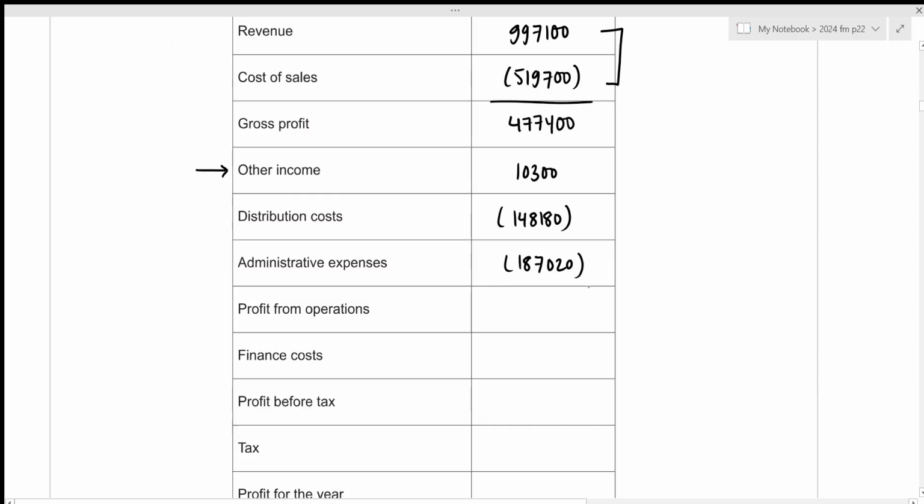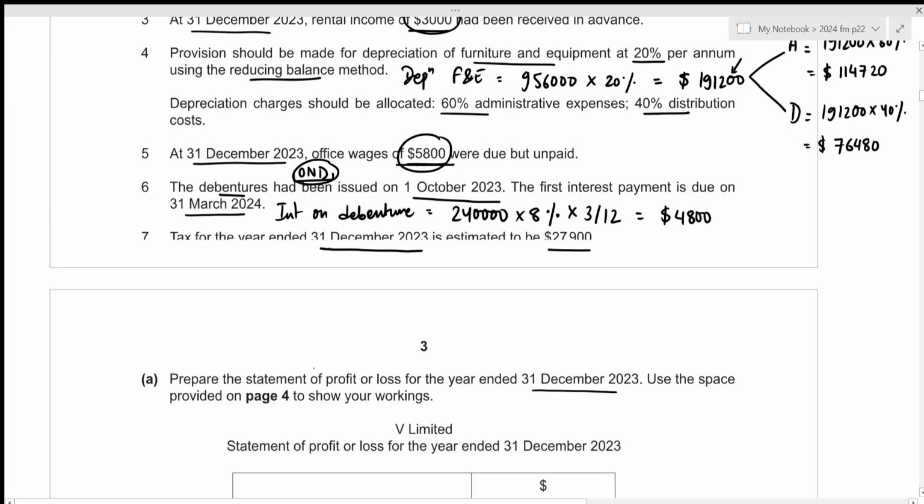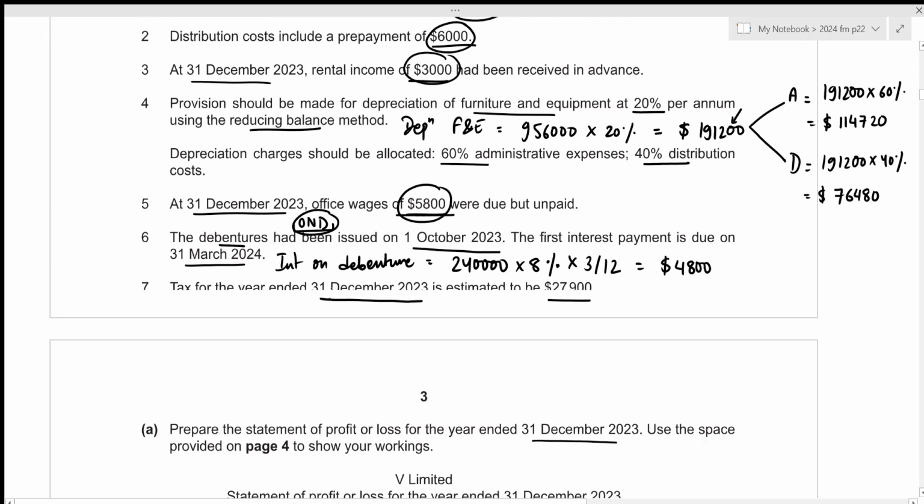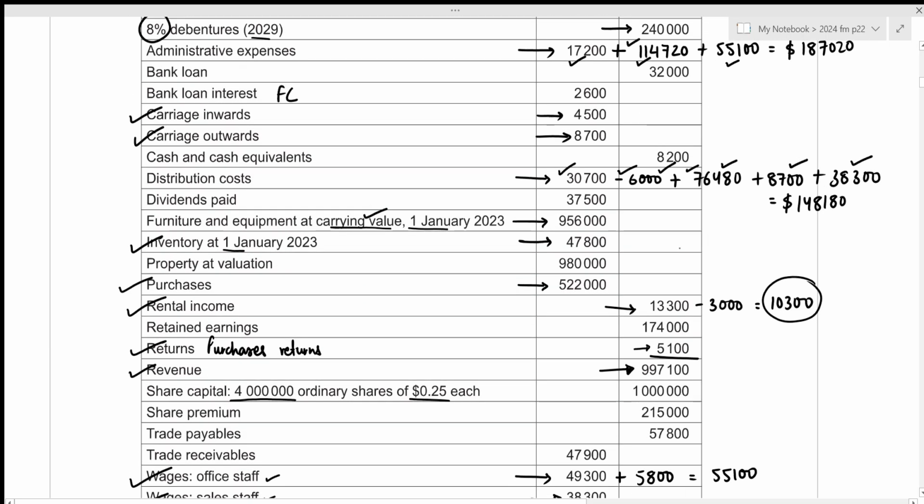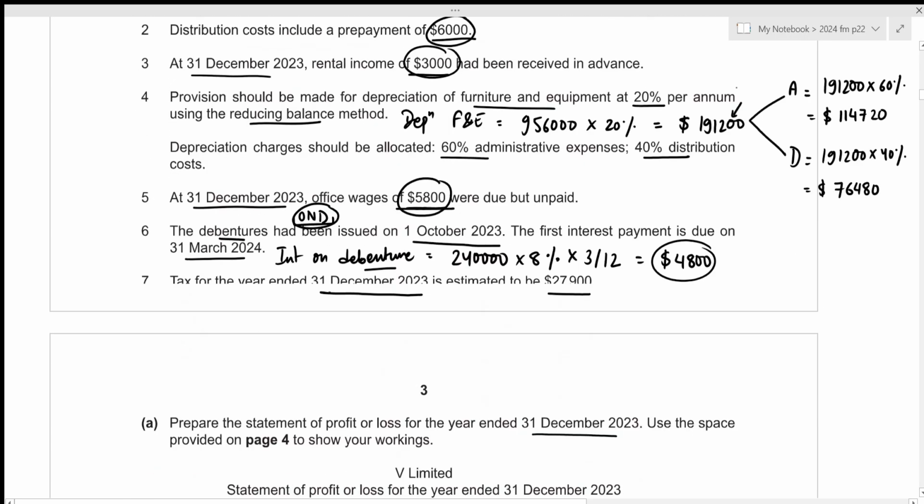187,020. Now the profit from operations is just the sum of these four values. So 477,400 plus 10,300 minus 148,180 minus 187,020, which results in 152,500. Now we need to include the finance cost. Finance cost is just the total of our interest payments. So we have interest on two different things. The first one is the interest on debenture of 4,800. Then we have the interest on bank loan right here. So the total finance cost is just going to be 2,600 plus 4,800, which results in the value of 7,400. Let's write it down.